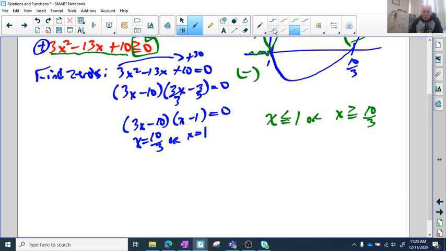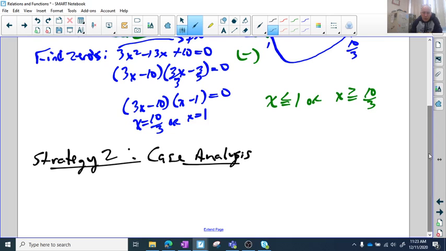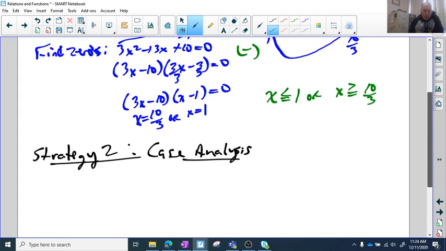Now, strategy 2, I'm going to show you, just because we are going to use this strategy later on when we deal with absolute value equations. So strategy number 2 is done using what is called case analysis. And I'll show you how this one works. And I think you're probably going to agree it's a little bit more work than what we just did, so we'll probably not use it very often until later on when we have to. But this is a good spot to see how it works.